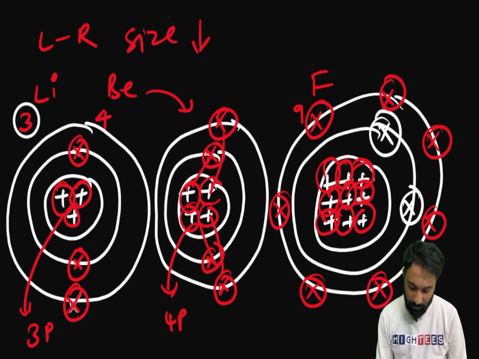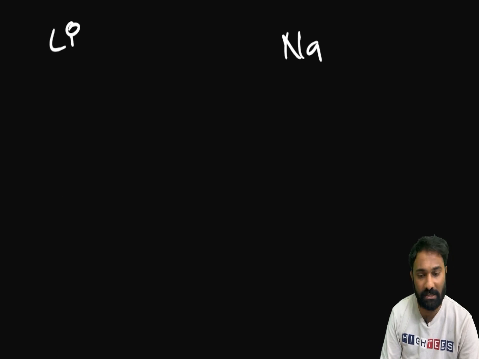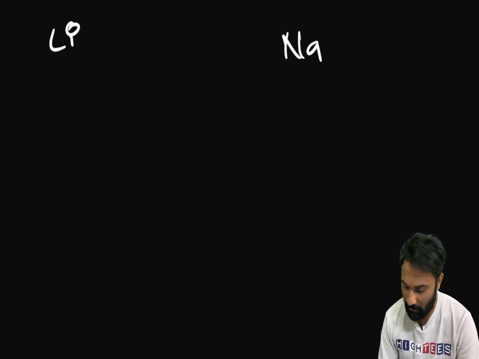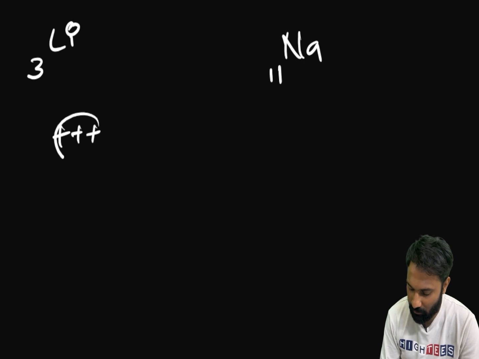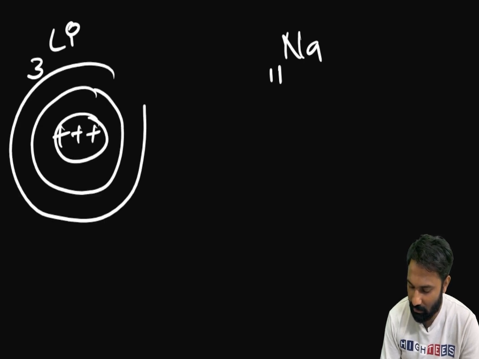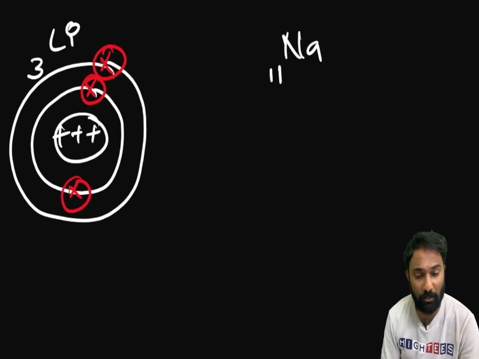Clear? Now when we go from top to bottom, what happens? The best example I will take for you: lithium and sodium. Lithium, sodium, potassium, rubidium and cesium, we used to see in the group 1 elements. Lithium atomic number is 3, sodium atomic number is 11. Clear? Lithium has 3 protons and 2 shells. K shell can accommodate 2 electrons and L shell can accommodate 1 electron. Up to now it is clear.